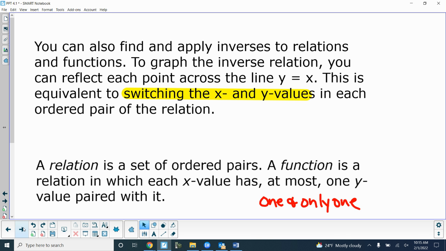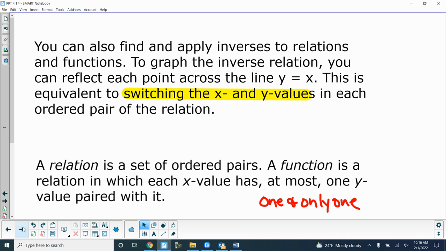Then we can also find and apply inverses to relations and functions. It says to graph the inverse relation, you can reflect each point across the y equals x line. That means if x is 1, what's y? 1, right? If x is negative 3, what's y? 3, okay? So if we have our x-axis and our y-axis, this line goes straight through, like cuts it in half, at a 45-degree angle. Okay? That's the y equals x line.